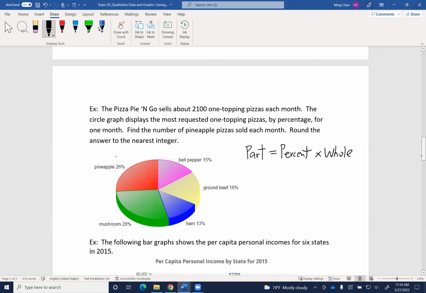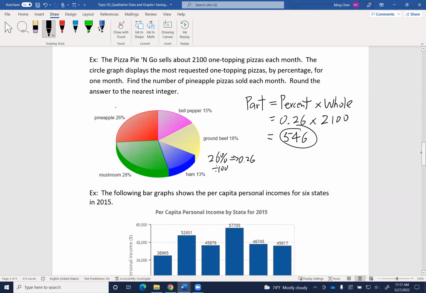The percent here has to be in decimal notation. The 26% is percent notation. To become decimal notation, we divide it by 100, which is 0.26. So percent in decimal notation, 0.26, times the whole, which is 2,100. If you put that in the calculator, 0.26 times 2,100 should be 546. So there should be 546 pineapple pizzas sold that month, because pineapple is a part of the 2,100. In order to find the part, we take percent times the whole.